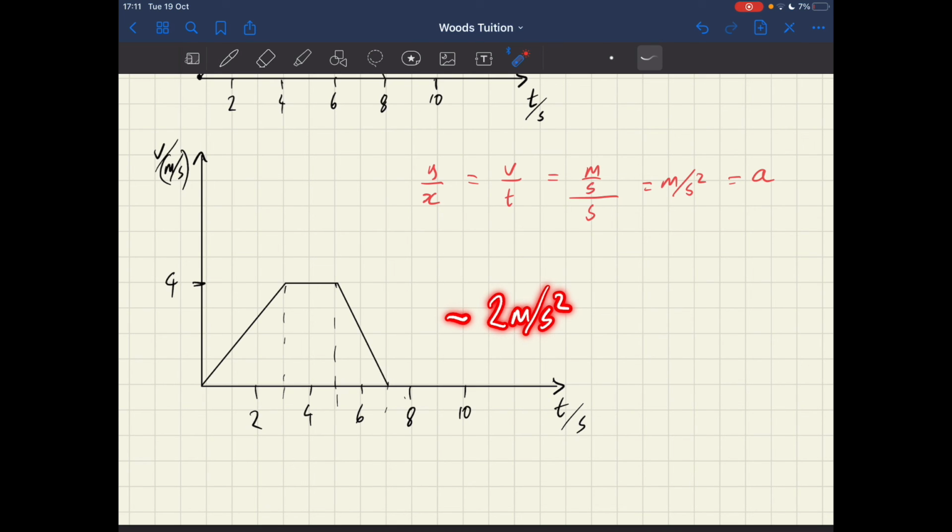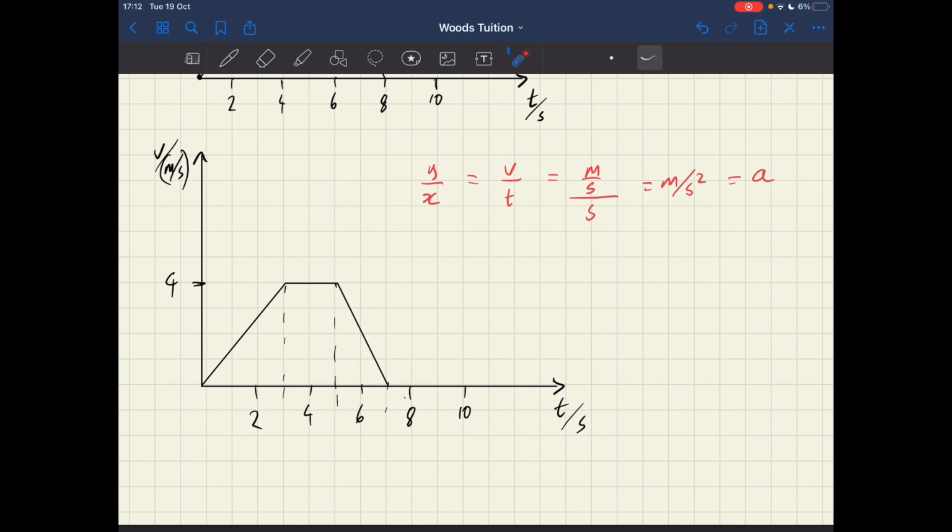It's actually going to be minus 2 meters per second squared because we're going from 4 to 0, so we're decelerating, and we call that a minus acceleration, or it can also be called a retardation, which uses a bit of Latin.